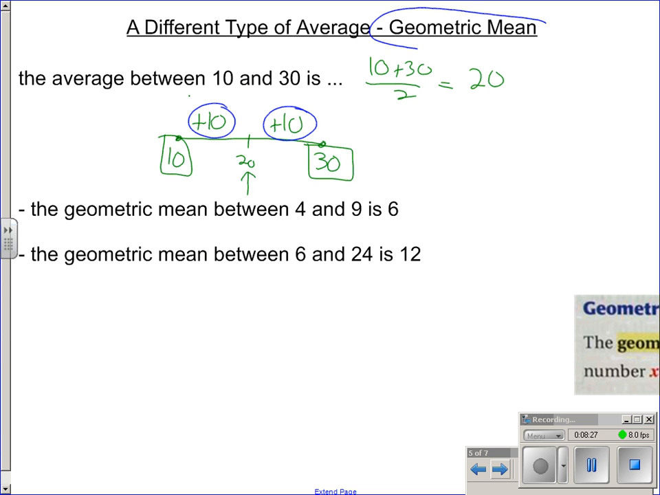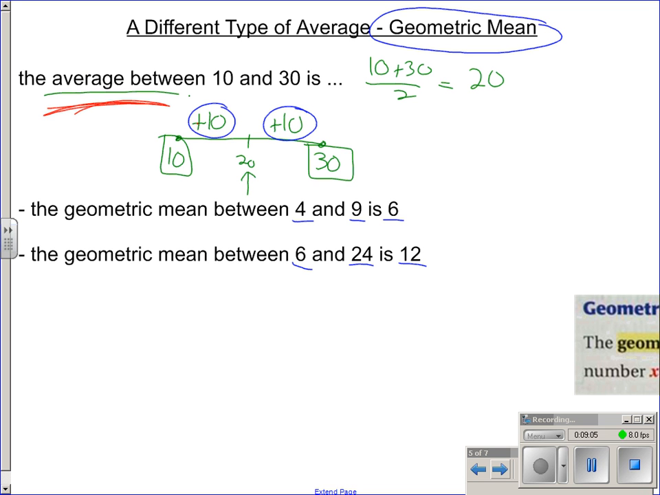This different type of average, called a geometric mean, I want you to think about this a little bit. So I've given you a couple of examples. The geometric mean between 4 and 9 is 6. And the other example, geometric mean between 6 and 24, it is 12. The normal average, like we talked about up here, is adding. You're adding the same thing. So from the starting point to the average, you add the same number to go from the average to the end point. Addition is our basic definition of average.